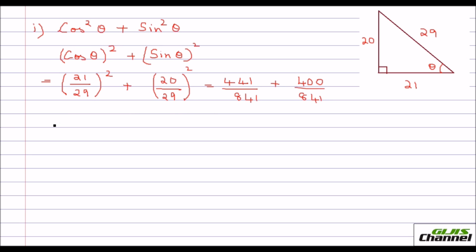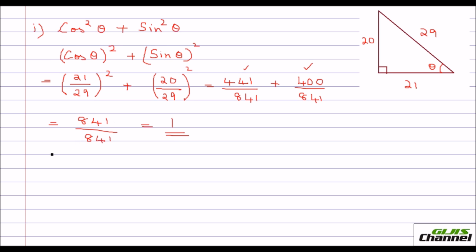So that would give you the value 841 over 841. Since the denominators are the same, you write the denominator once and straight away add 441 and 400, so that gives you 841. So 841 divided by 841 is 1 whole. So your answer is 1 for the first one.